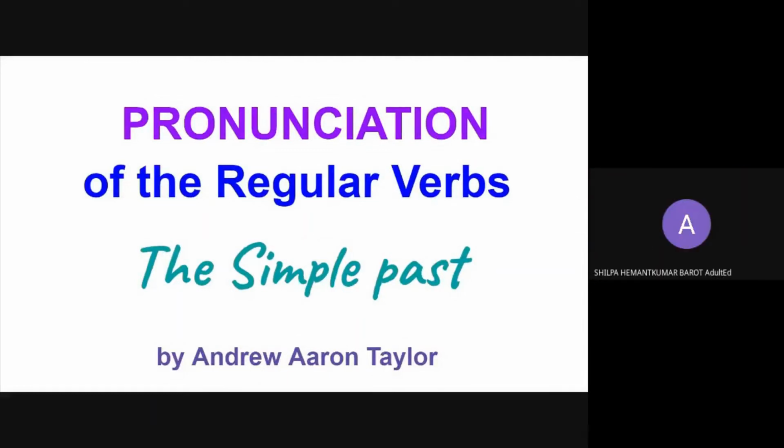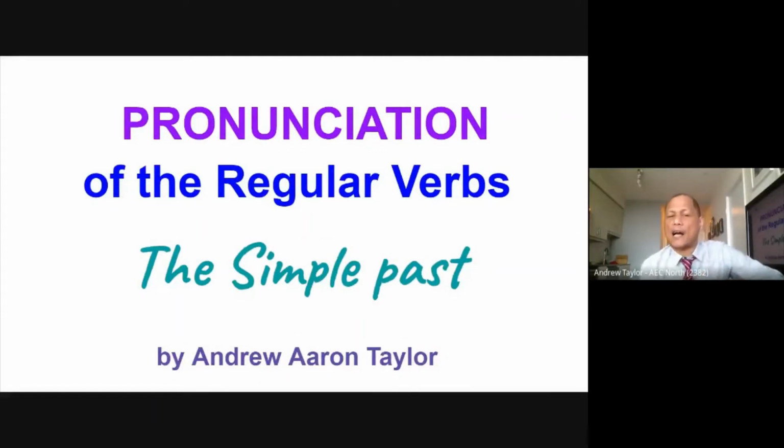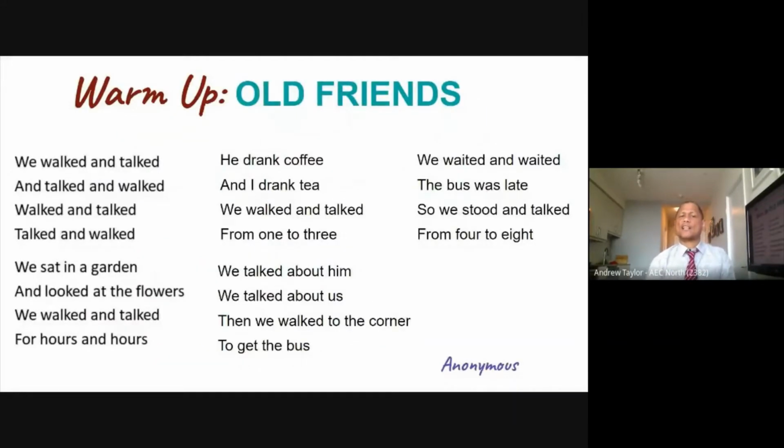Okay, so I type pronunciation of the regular verbs, and we have the simple past. I'm not teaching you simple past grammar. I am teaching you how to pronounce regular verbs in the simple past or the past participle. So we're going to start with the first one. We're going to start with a poem. Now you can see here the -ed, -ed, -ed.